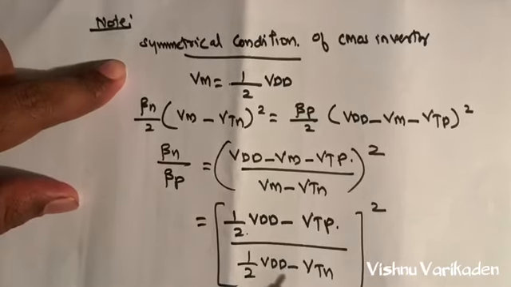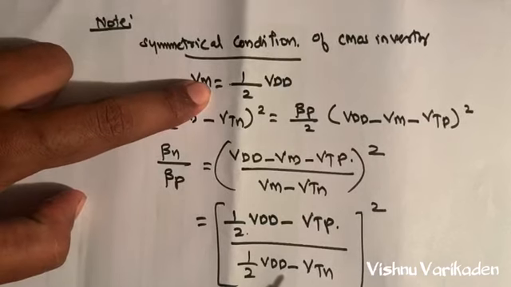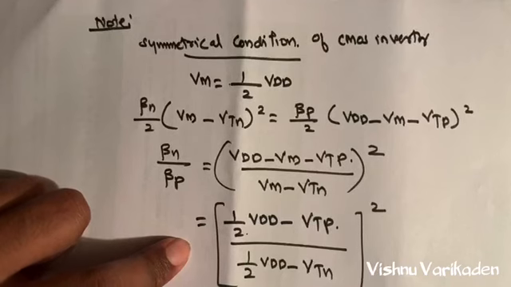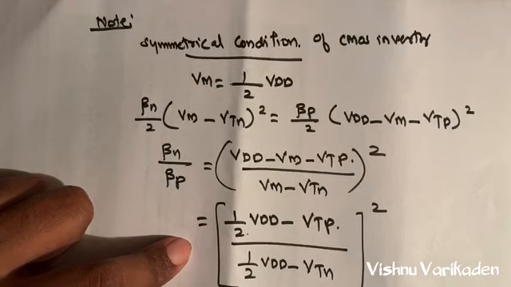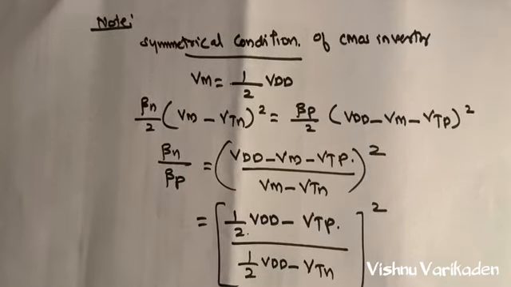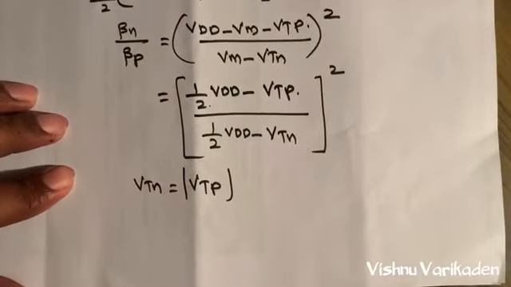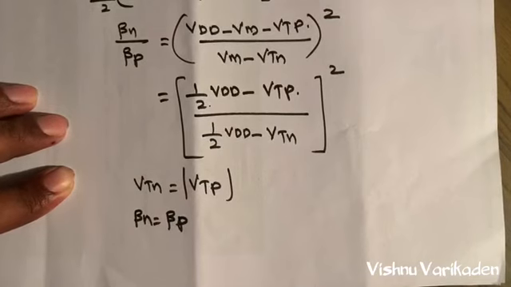This is one of the important points in the symmetrical condition. Whenever we have the symmetrical condition, we can determine that VM is 1 by 2 of the VDD. That means the middle point is set in the middle of the power supply. So this allows us to compute the transistor size for the particular choice of VM. Always note that the value VTN is the same as that of VTP. The threshold voltages are the same in the case of symmetrical design, and also beta N is equal to beta P. Therefore, the device transconductance values of the two FETs are equal.